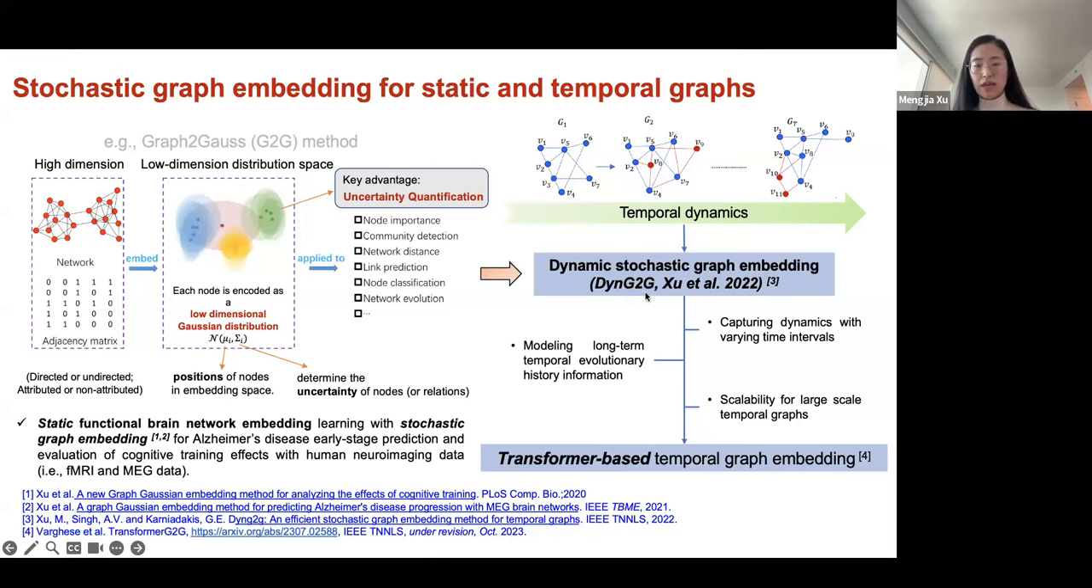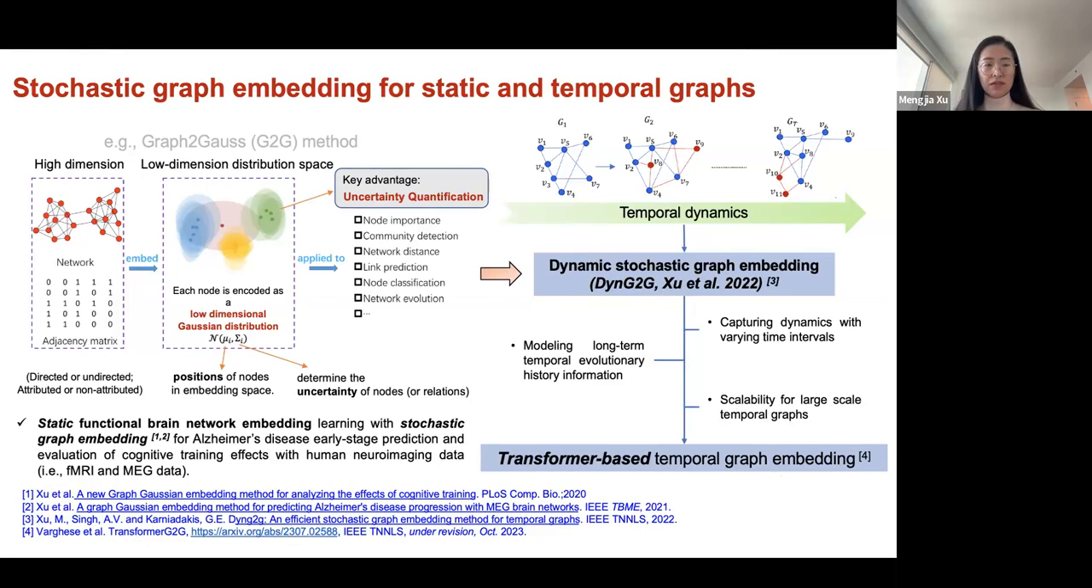So we call this model Mengjia Xu. But based on this work, we recently developed another approach on transformer-based temporal graph embedding, because we want to model long-term temporal evolution history information. In this earlier model, we are actually very limited in that aspect. We also want to capture dynamics with different time intervals, and for any graph embedding approach, scalability is also very important.